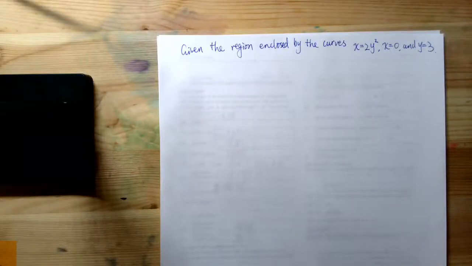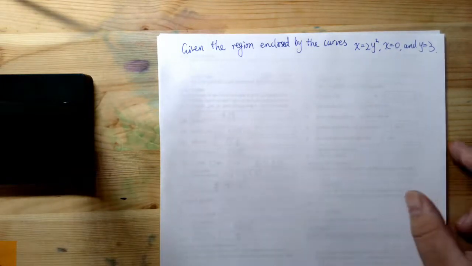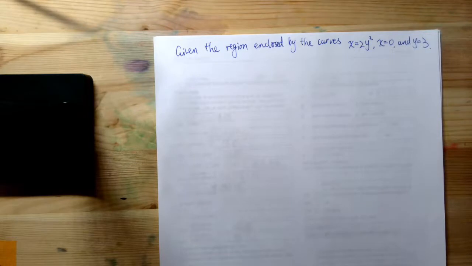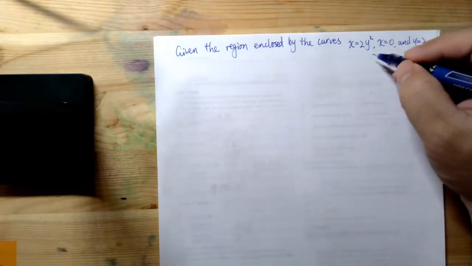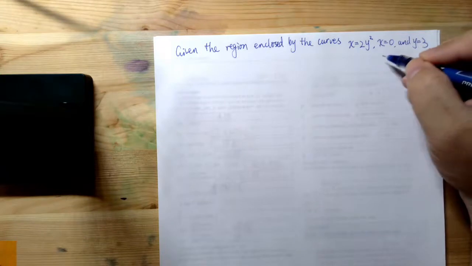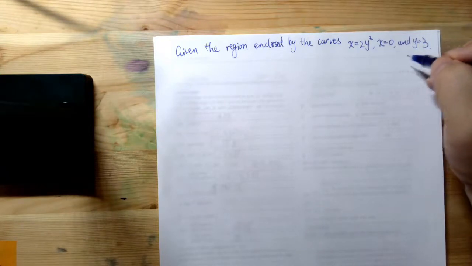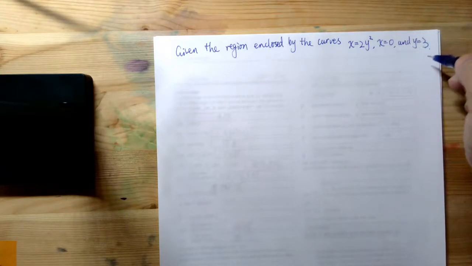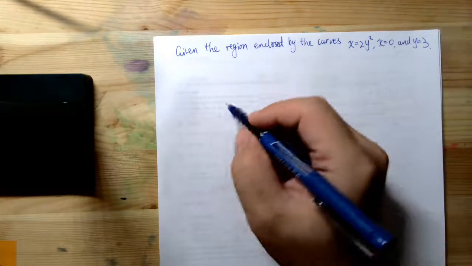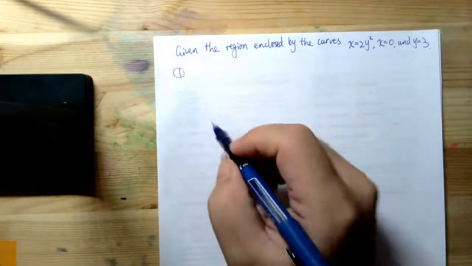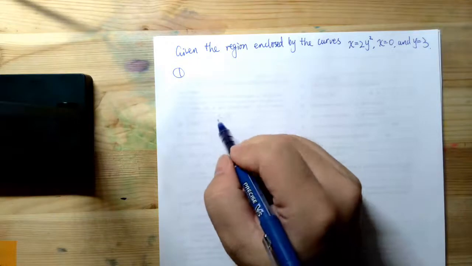Alright, so let's look at this example. It says: given the region enclosed by the curve x equals 2y squared, x equals 0, and y equals 3. Okay, so maybe the first part is we can sketch this region.